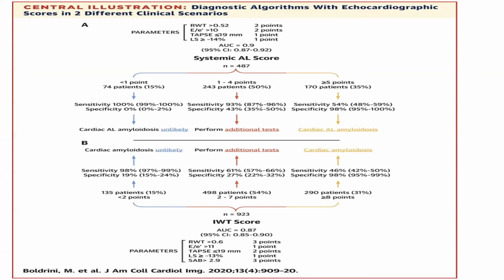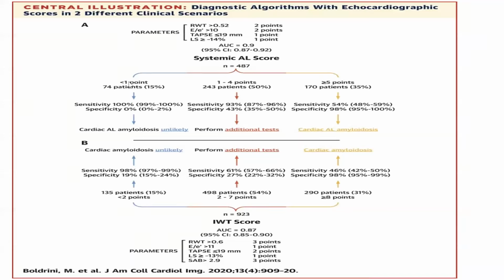These two scores, the inferior score and the other score, as you see, the items or the points or the parameters consist of relative thickness, E to A prime more than 10, and relative thickness more than 0.52, which is different from the inferior score, and TAPSE lesser than 19 and more than 14. So the first two items take 2 points and the last two items take 1 point.